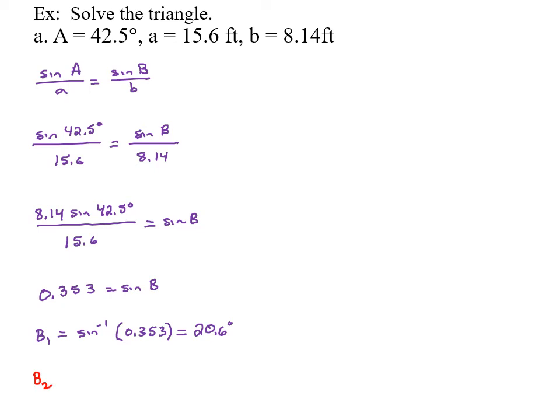Then, if I had a B2 value, that would be 180 minus B1. And so if I did 180 minus 20.6, I get 159.4. And then you have to check, is that even possible? So if I was to take the A and add it to the B2, I would have 42.5 added to the 159.4. That's not looking too good. That gives me 201.9.